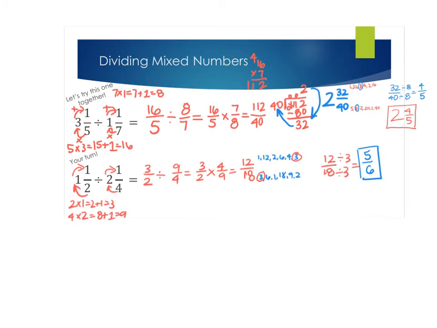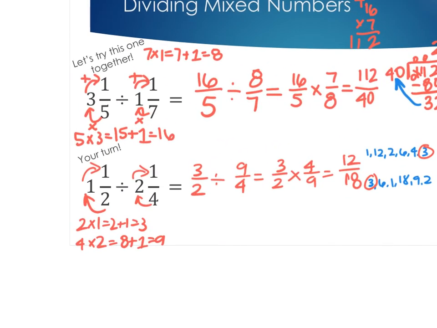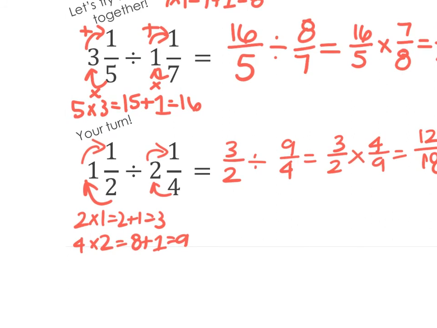So I hope that you were able to figure out the second problem. I went ahead and did it. I'm going to go through with you guys and see what I just did. So here I changed my mixed numbers into improper fractions. So 2 times 1 is 2, plus 1 more is 3.